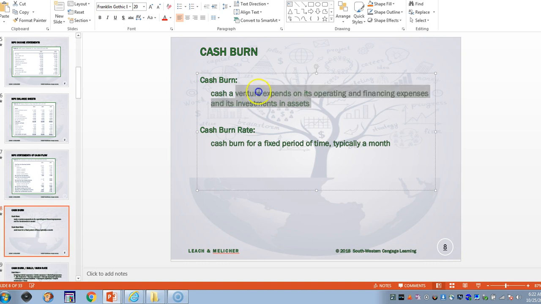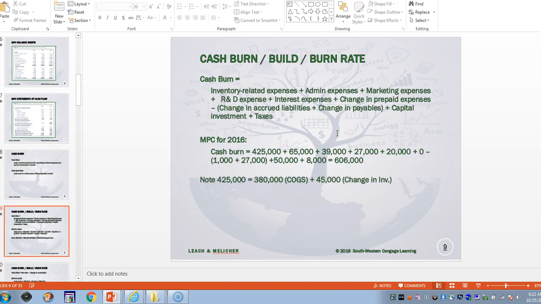All right, cash burn. You should know that term, right? It's the cash that's expended on its operating and financial expenses. And basically, the cash burn rate is simply the cash burn divided by typically 12 months out of the year, right? You get a monthly rate. All right, so here's the big long equation for cash burn. And you should definitely write this equation down on your sheet here, right?